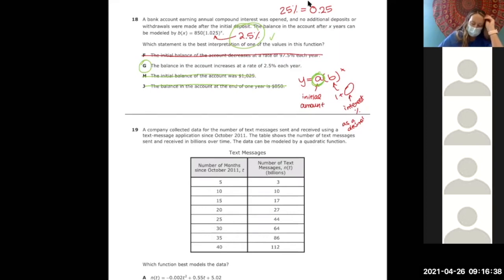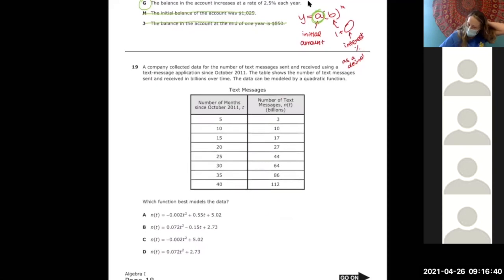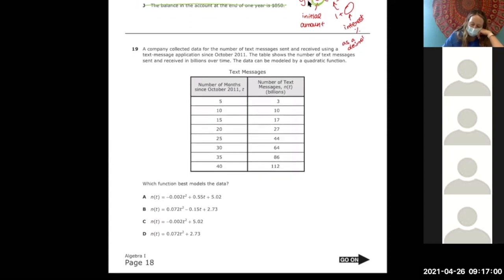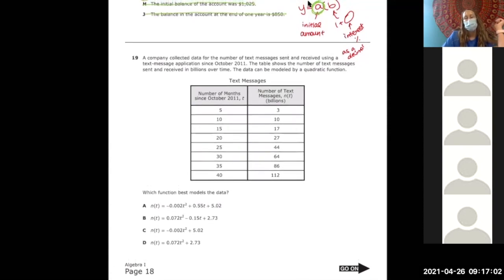So number 19 says a company collected data for the number of text messages sent and received using a text message application since October 2011. The table shows the number of text messages sent and received in billions over time. The data can be modeled by a quadratic function. Which function best represents the data? So I want you guys to try to figure this out using your calculator app, and you've got 2 minutes starting now.